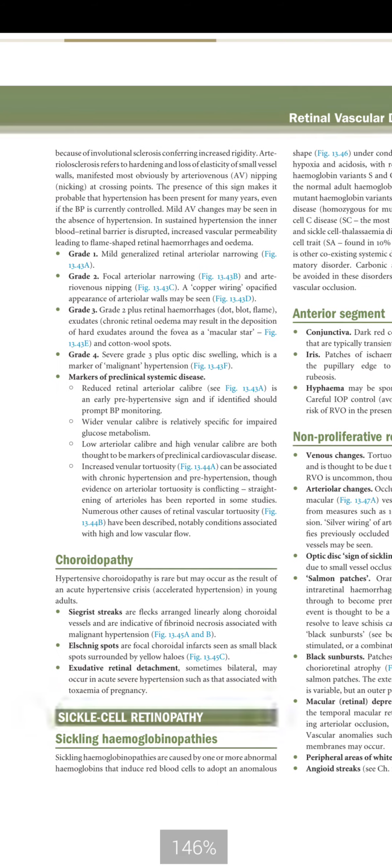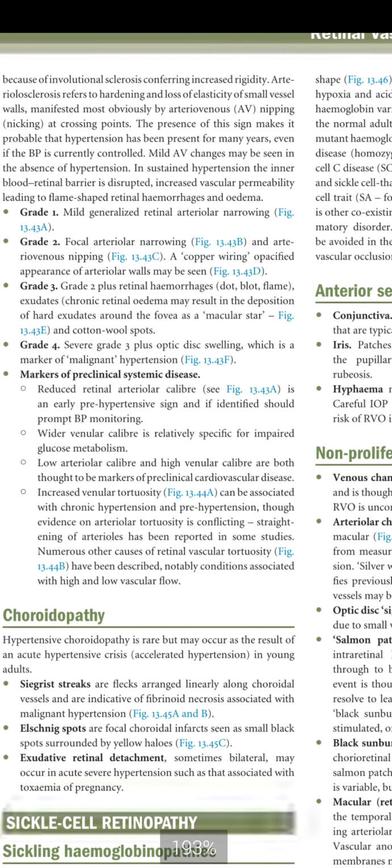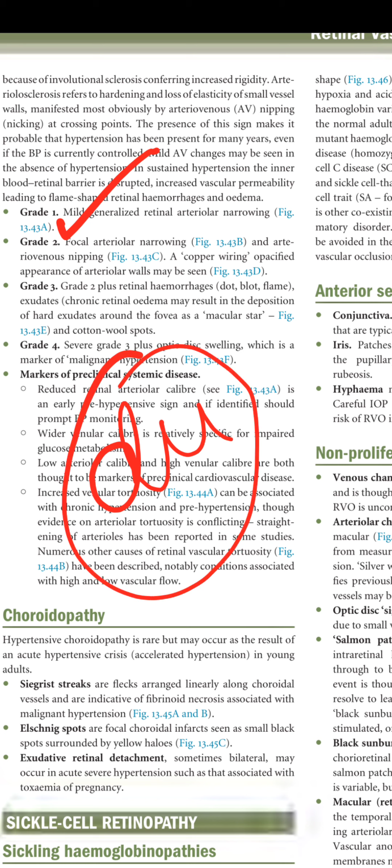Next is grade 3 and grade 4. Whenever there are retinal hemorrhages, it is known as grade 3. Grade 3 is grade 2 plus retinal hemorrhages, dot blot and flame exudates. Chronic retinal edema may result in the deposition of hard exudate around the fovea as a macular star, and cotton wool spots. Grade 4 is severe grade 3 plus optic disc swelling, which is a marker of malignant hypertension. So whenever there is disc swelling, it is known as grade 4.